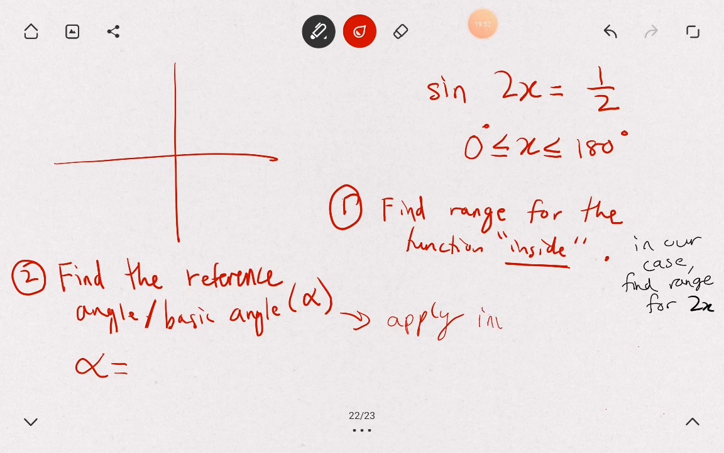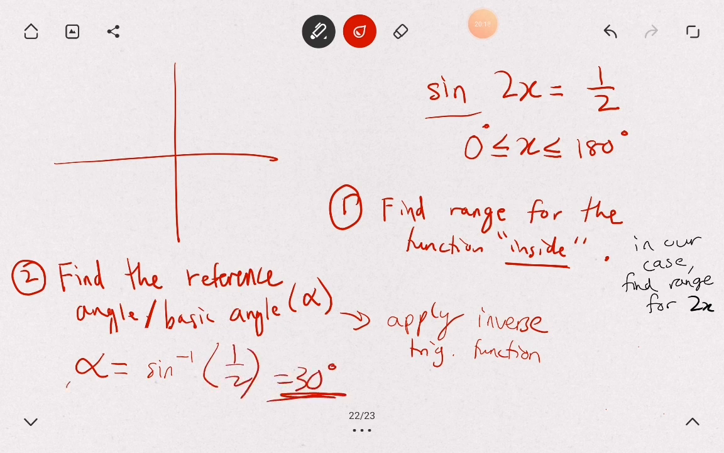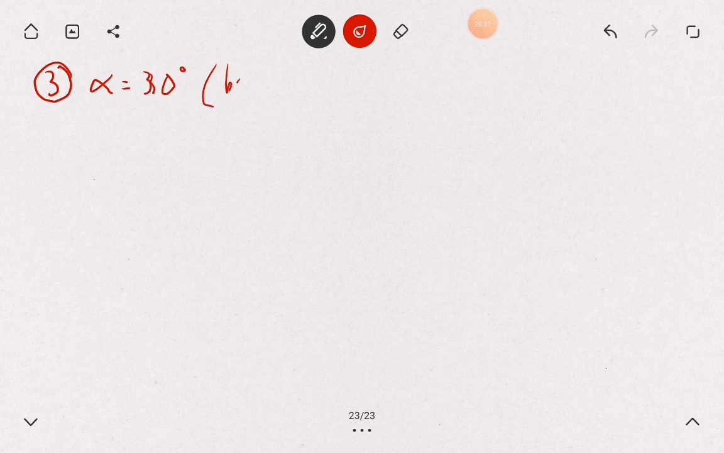How to find the basic angle? Apply inverse trigonometric function. So if it is sine, then you apply sine inverse, you find it on your calculator. Or if it's an easy angle, you don't need to use a calculator. Like 1 over 2, you know it's 30. So alpha equals sine inverse of half, which is 30. So this is your basic angle. Third step. So you know alpha equals 30 degrees.